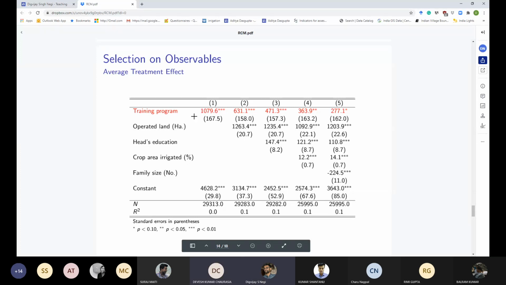Yeah, so you can see that higher operated area has a positive influence on agricultural income, right? It's a positive and statistically significant effect. Head's education also has a positive effect. Crop irrigated area, irrigation, also has a positive effect. Family size has a negative effect, right?